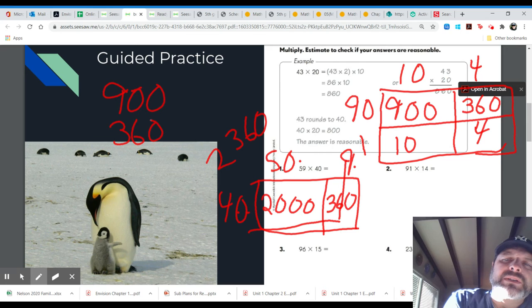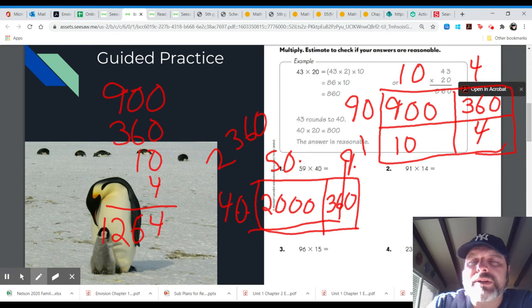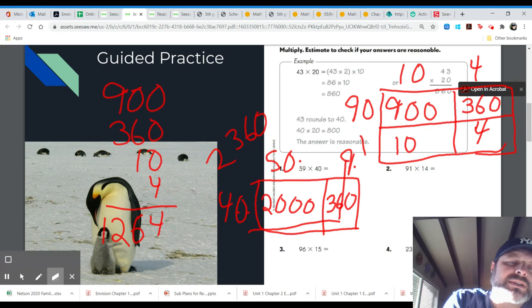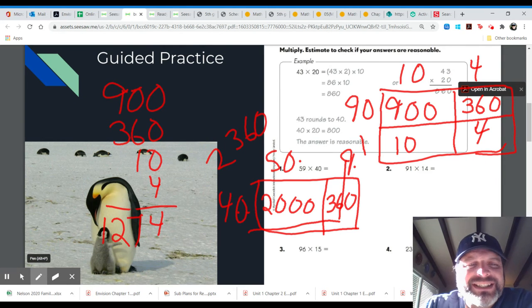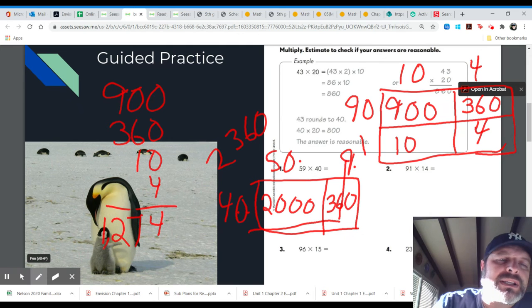360, 10, and 4. So 4 plus 0, 0, 0 is 4. And 6 plus 1 is 6. And the last one is 9 plus 3, and that's 12. So it's 1,200. 6 plus 1 is 7. Oh, I'm sorry. Good call. I did that on purpose. No. That was a mistake. And make sure you put a comma in there because it's 1,274.